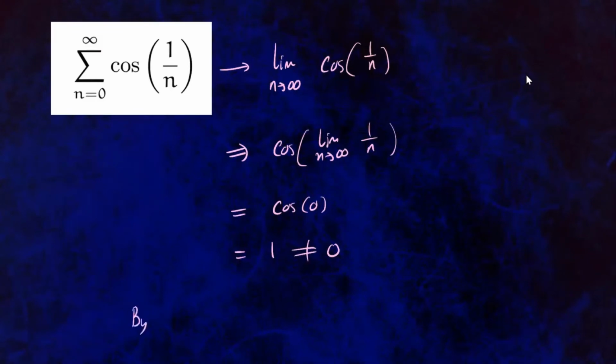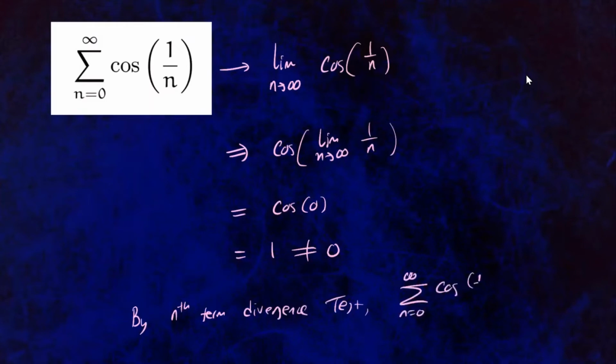So by the nth term divergence test, the series from n equals 0 to infinity of cosine of 1 over n diverges.